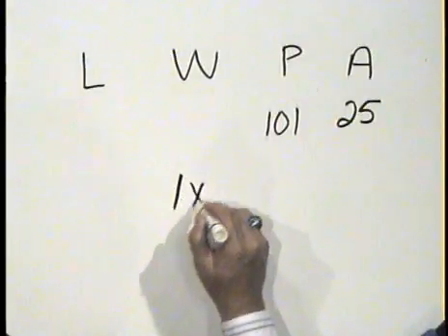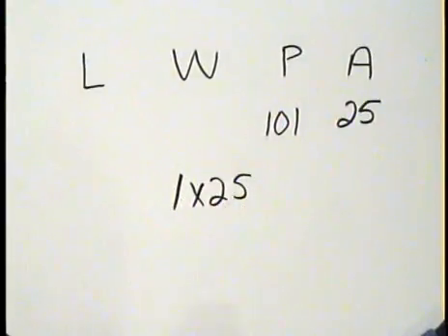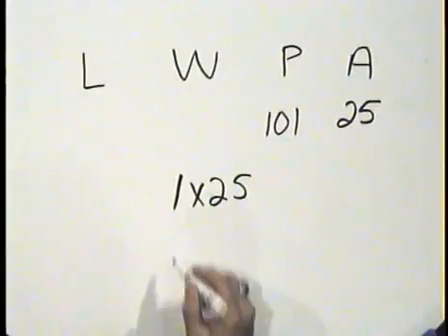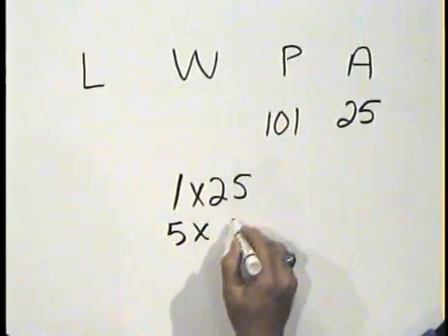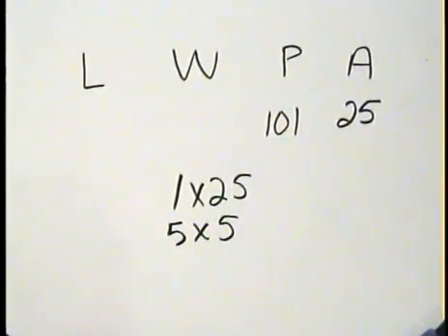Now we know that the length times the width has to equal 25. And I believe there are only 2 sets of whole numbers that'll work there. 1 times 25 equals 25, but 1 plus 25 is 26. 2 times 26 doesn't come close to 101. And of course 5 times 5 is 25, and 5 plus 5 is 10. 2 times 10 is 20.